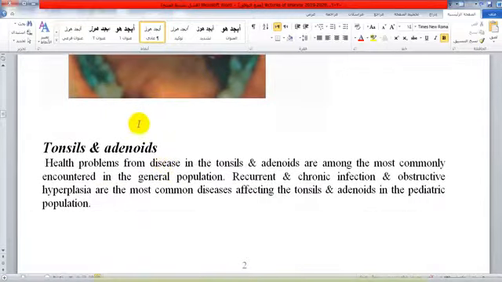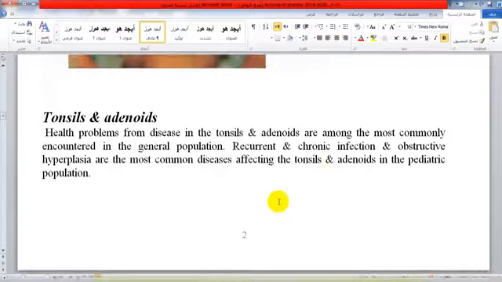Now we go to a very common problem regarding all branches of medicine. These are the health problems from diseases in the tonsils and adenoids, which are among the most commonly encountered in the general population. Recurrent and chronic infection and obstructive hyperplasia are the most common diseases affecting the tonsils and adenoids in the pediatric population.